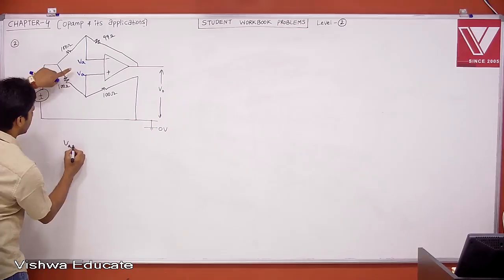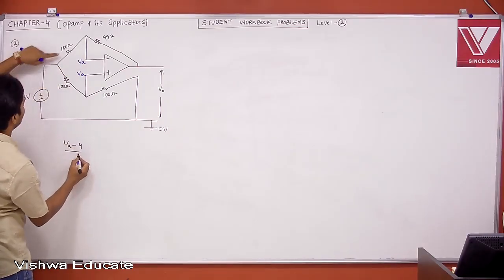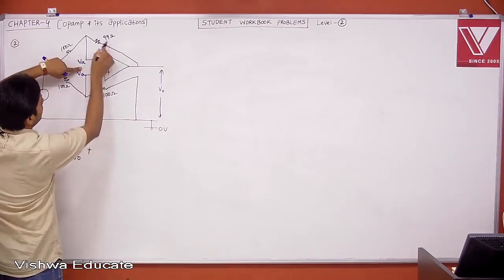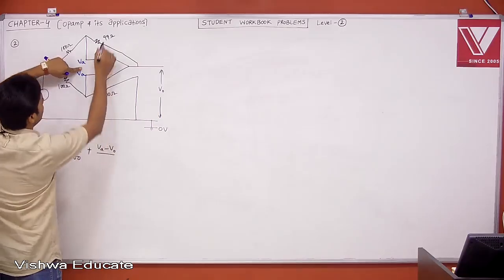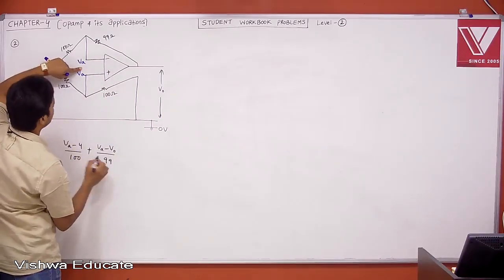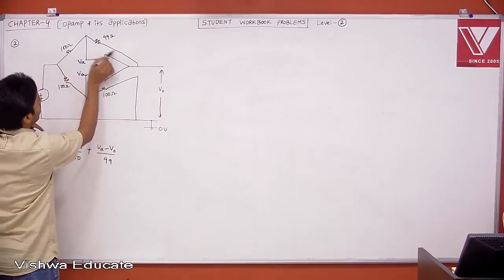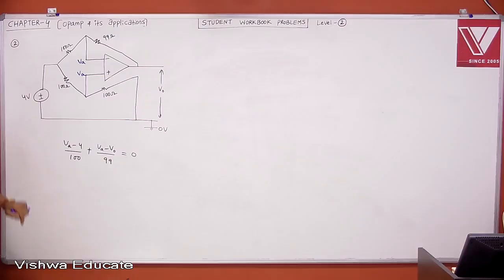VA minus, what is this voltage? 4 divided by 100 ohm plus (VA minus V0) divided by 99 ohm, plus current leaving from this node, plus current entering into the op-amp, which is 0, doesn't matter. Therefore, now tell me what is your VA.